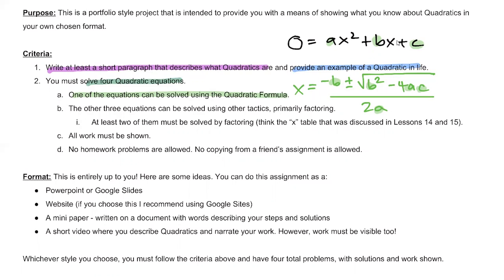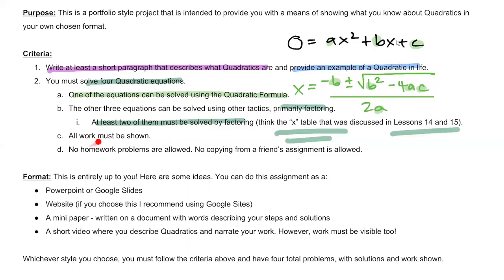All right, so you have to create 4 equations. Remember, you are creating these. You're solving these. You're not finding these in the book. You're making them. So one of them you make up and you solve with this formula. The other 3 equations can be solved using other tactics, primarily factoring. That's the big one. So at least 2 of them need to be solved by factoring. That's that X table talked about in lessons 14 and 15.